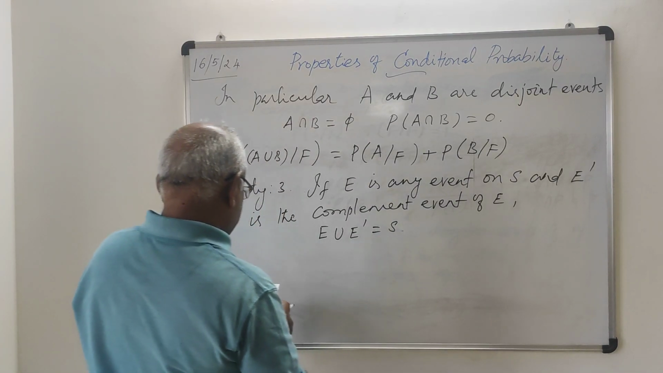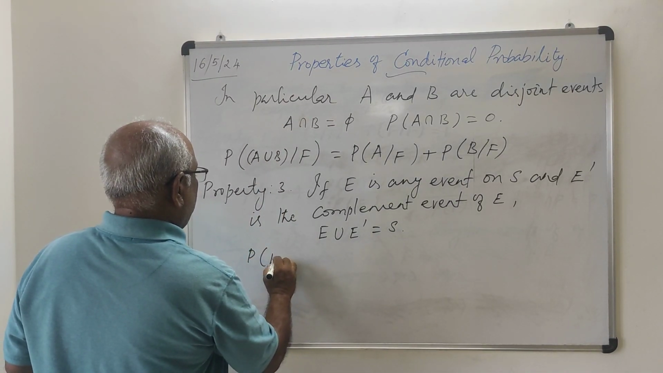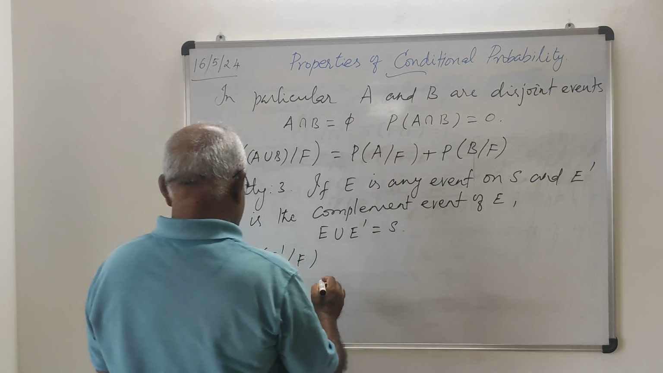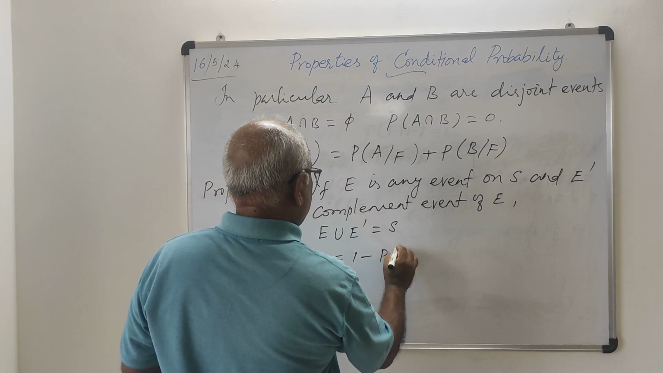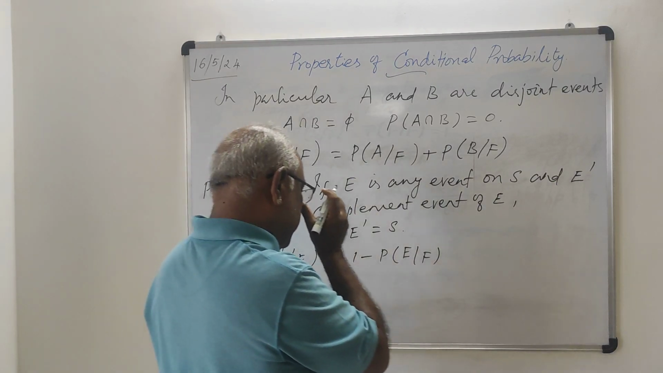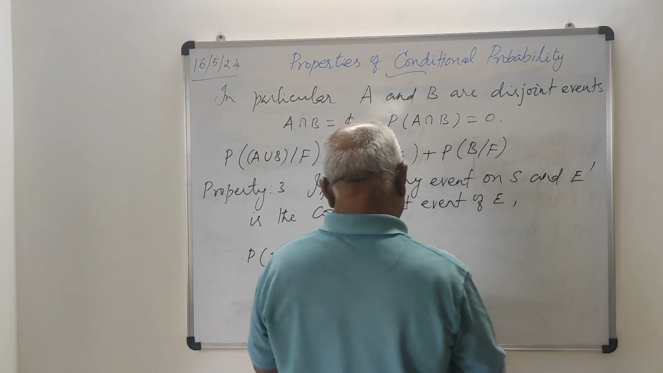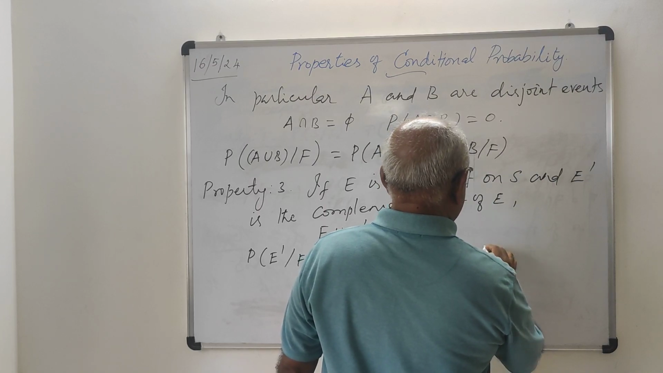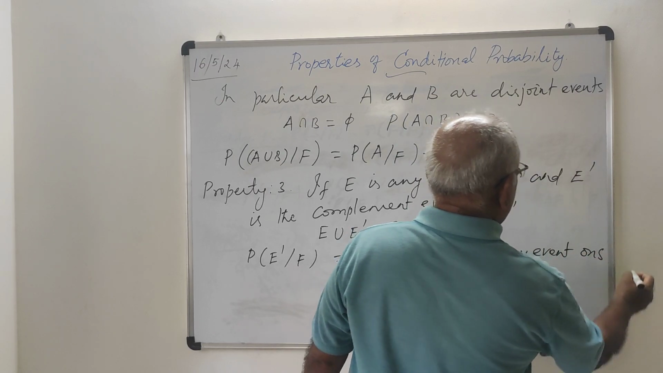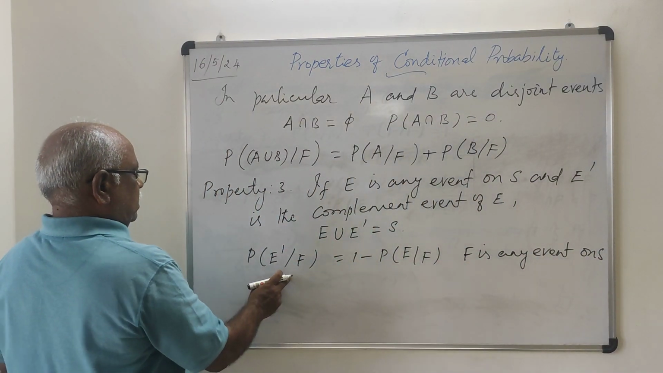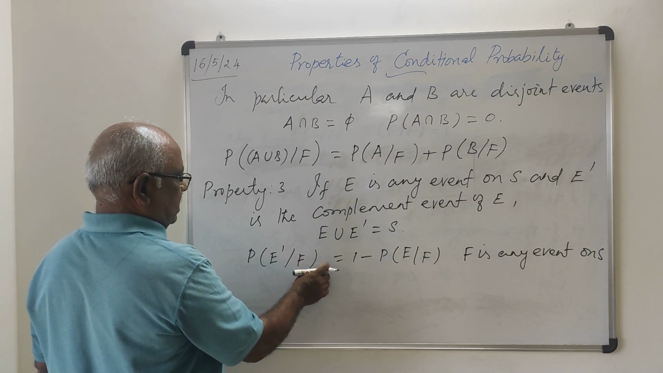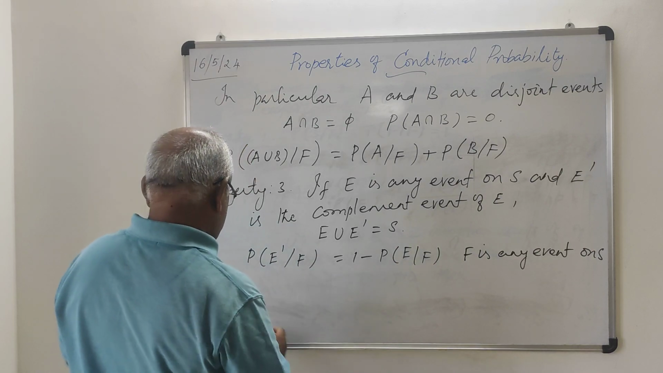So this property says that the probability of E dash slash F is equal to 1 minus the probability of E slash F, where F is any event on S. This is the result: P of E dash, given that the event F has already occurred, is 1 minus P of E by F.